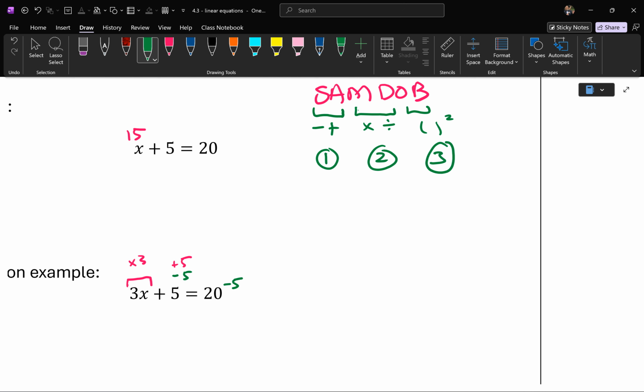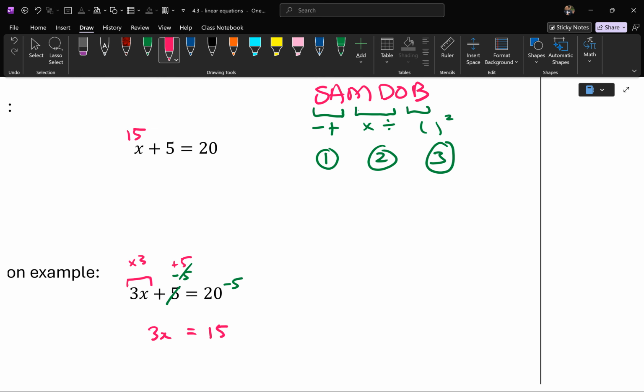Now let's work this out. 5 take away 5, or positive 5 take away 5, they're opposites of one another, so they should cancel out. In this case, it cancels out to be 0. That means on the left side of the equation, I should still have 3x, because I haven't done anything to it. Whereas on the right-hand side, 20 take away 5 gives me 15. This simplifies the problem a lot more. So I'm removing any subtraction addition first before any multiplication division.